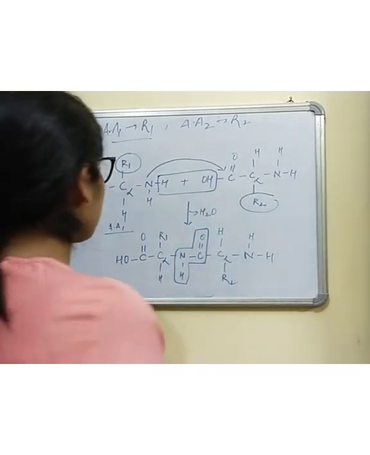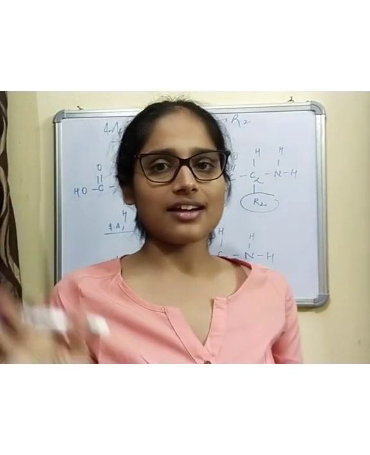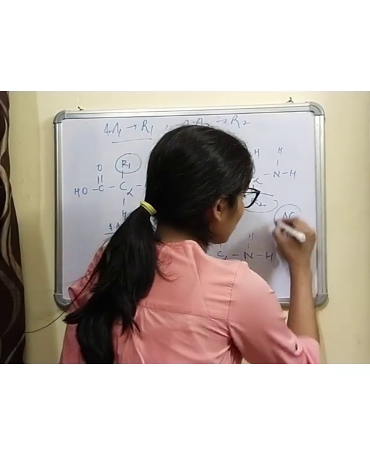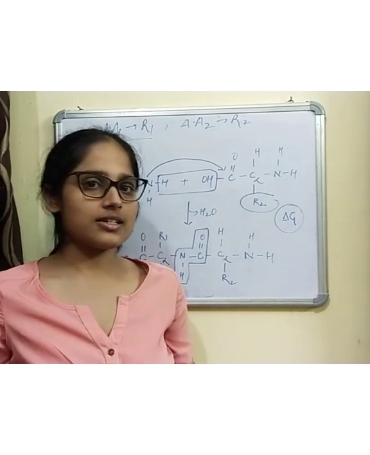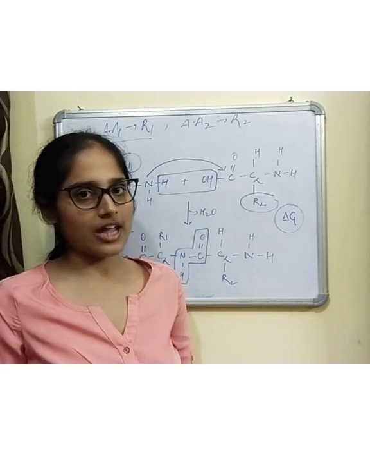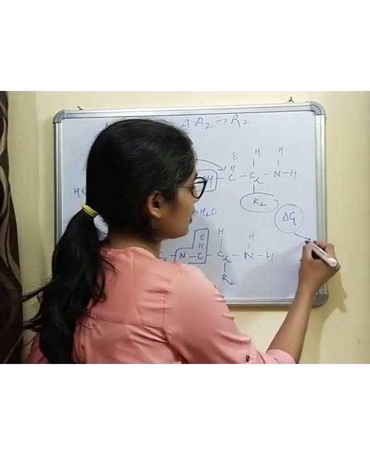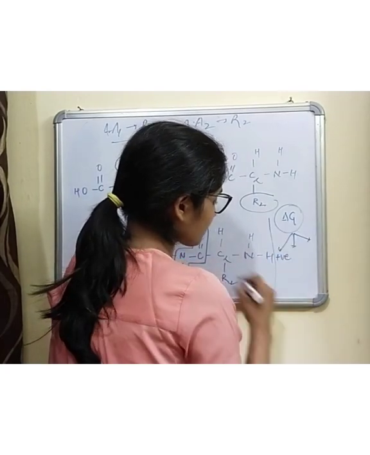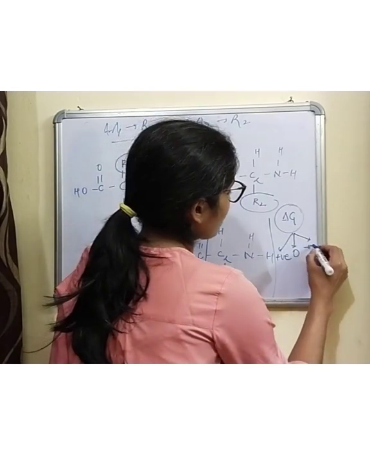Now coming to delta G, which is the free energy change. You must have studied this in your 11th-12th standard. The value of delta G determines what type of reaction it is: whether it is an exothermic reaction, an endothermic reaction, or the reaction is at equilibrium. So it can have three values: the delta G can have a positive value, a zero value, or a negative value.